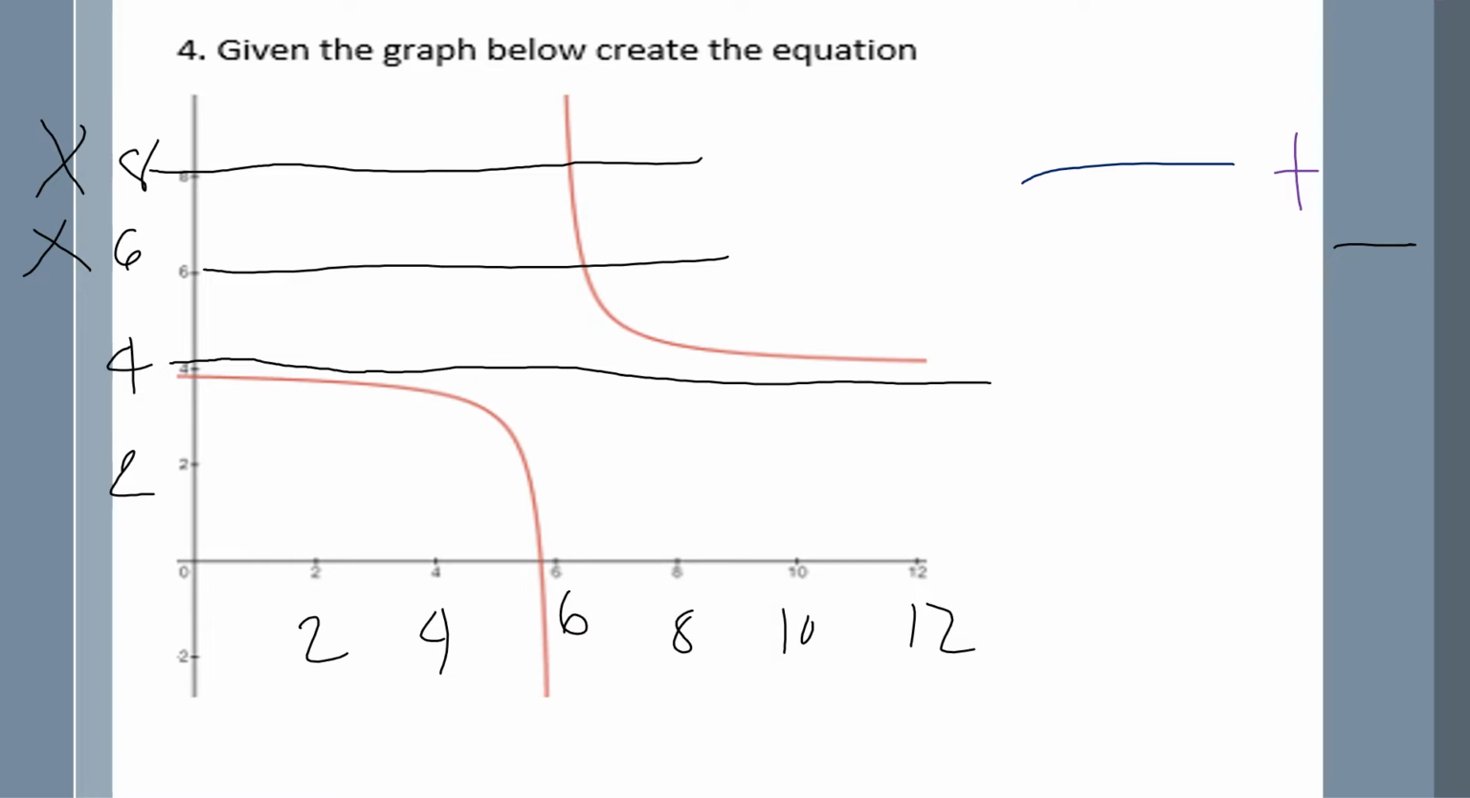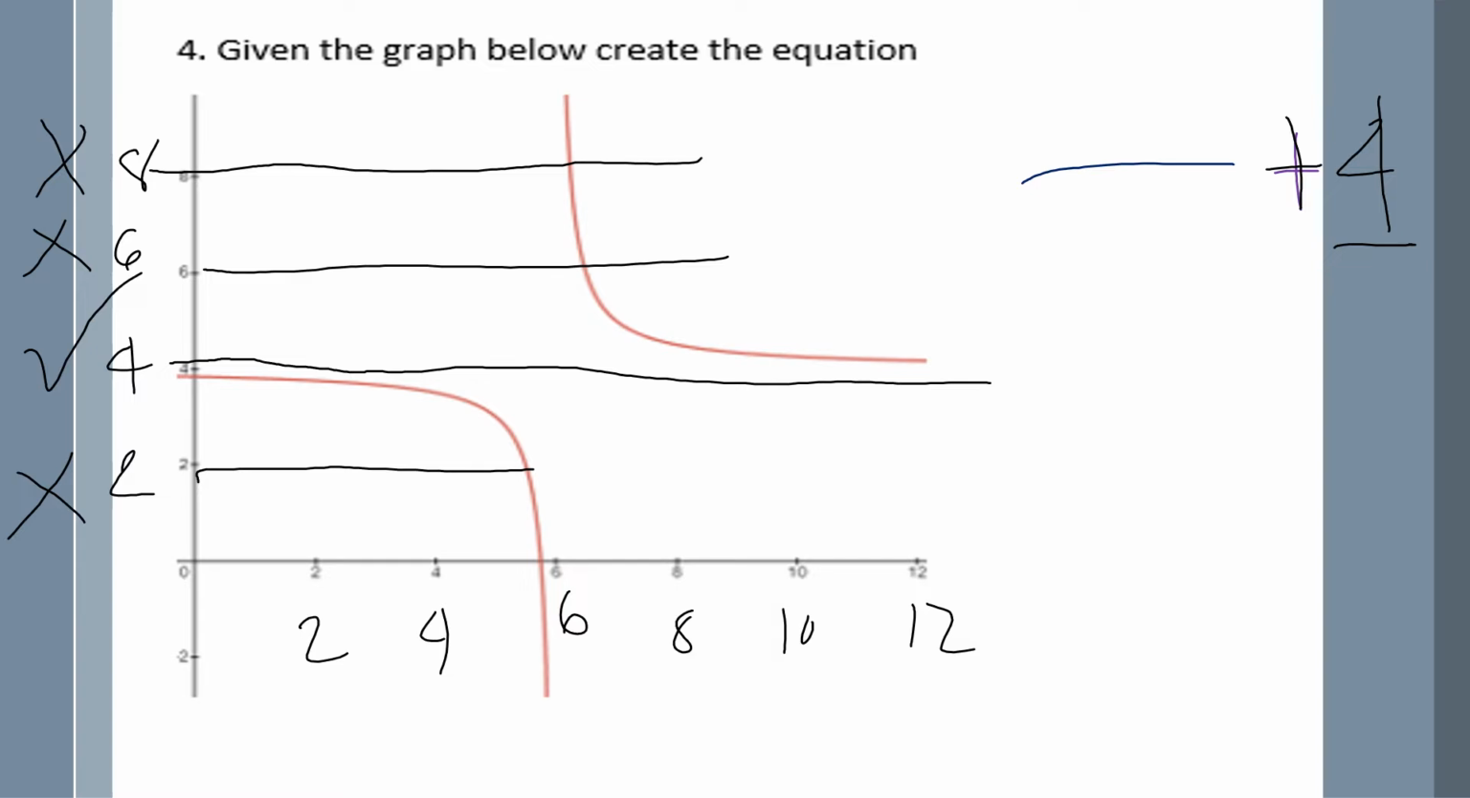So 4 works. Let's see about 2. If I draw a line at 2, guess what? 2 doesn't work. Because it's positive 4, it stays right there. And remember, your horizontal asymptote stays the same. The sign never changes. All right? Please don't make the mistake.